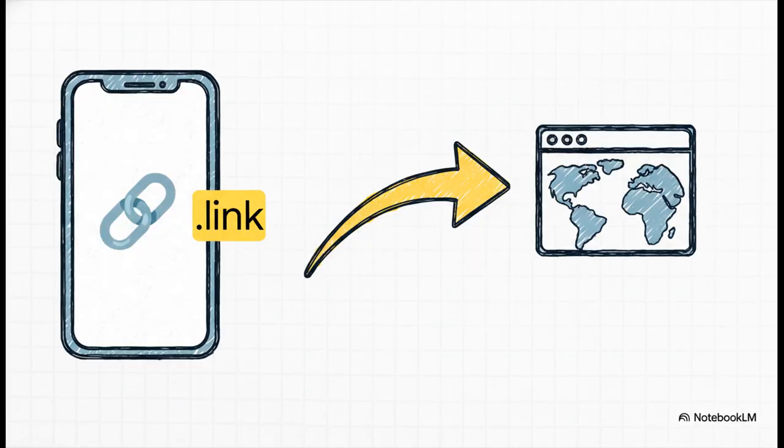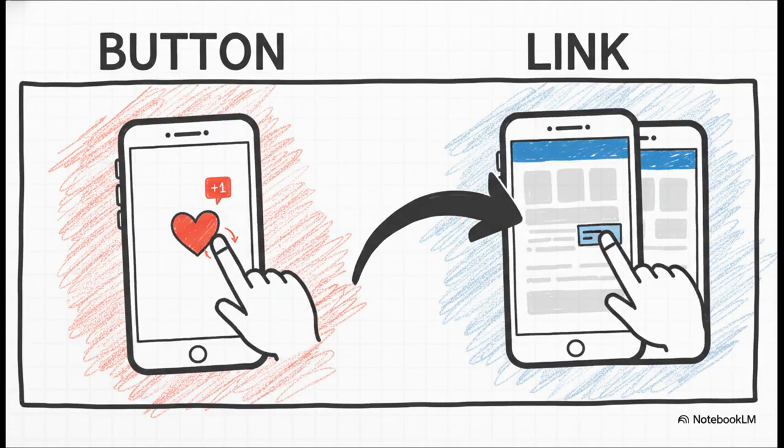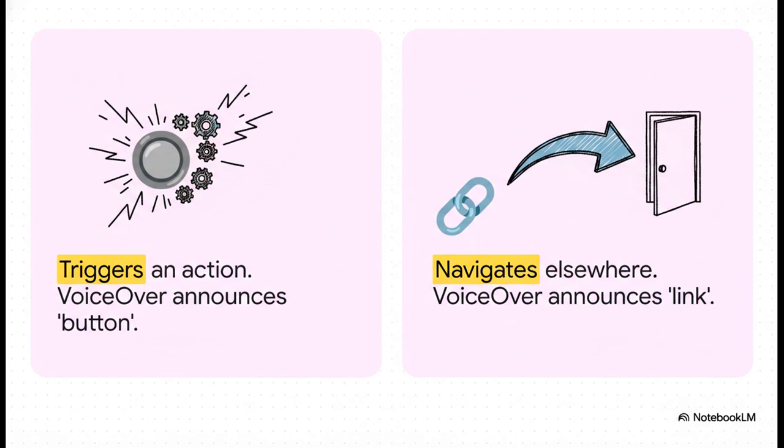Next in our toolkit is the link. Now, this one can feel a little bit like a button, but its purpose is actually very different, and assistive technologies know that difference. Think of it this way. A button does something on the screen you're on, like submits a form. A link takes you somewhere else entirely. By using the .link trait, VoiceOver can tell the user exactly what to expect, which is a huge deal for clarity. So let's break it down side by side. For a button, VoiceOver says button. For a link, it says link. It seems like such a small difference, right? But that one word changes everything for the user. It sets the right expectation and makes the experience so much clearer.